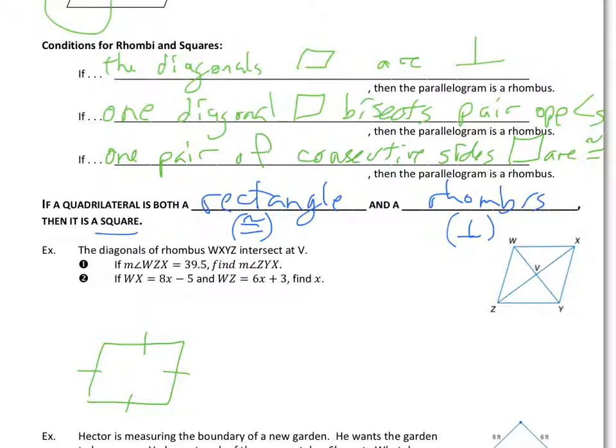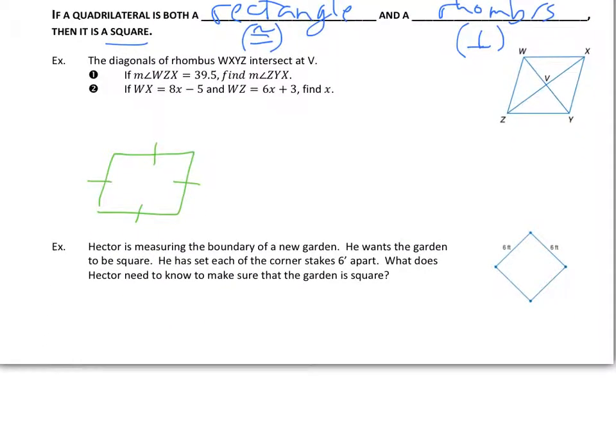If it only meets one, if it's a rhombus, then it's possible that it's not a square or a rectangle. And if it's not a rectangle, it can't be a square. It gets a little confusing, but we'll look at some examples here in a minute.